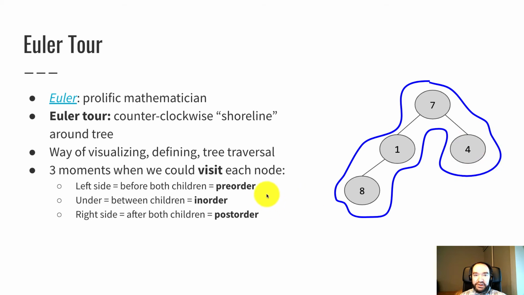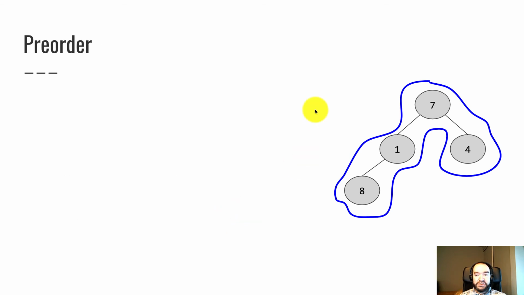And these are actually pretty good names. This is a pretty good naming convention. Preorder means before the children, inorder means in between the two children, and postorder means after the two children. So now let's just see the concrete examples here.